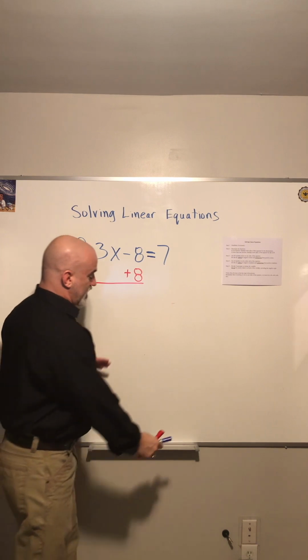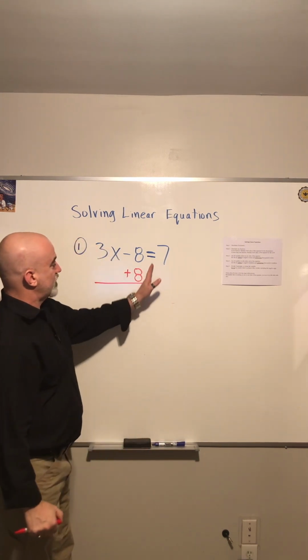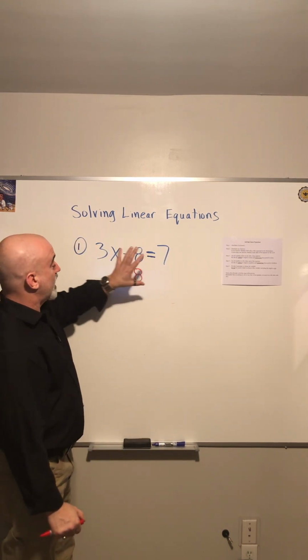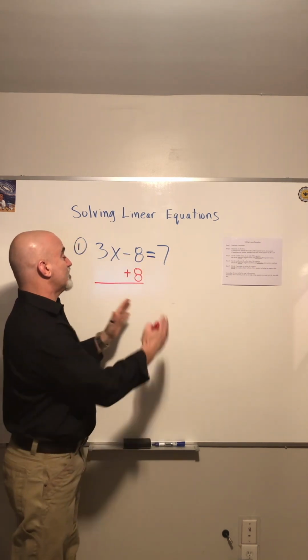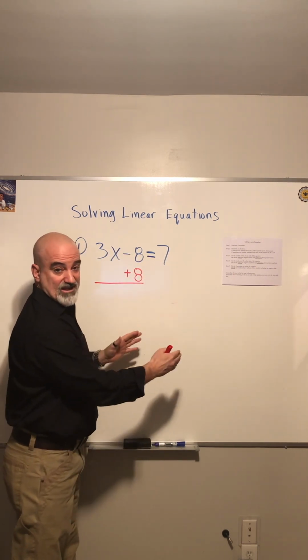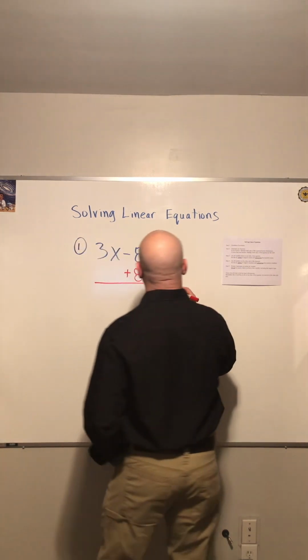One big thing though about equations is these are balanced. So I can add 8 over here as long as I also add 8 over here. Whatever I do to one side, I do exactly the same to the other side.